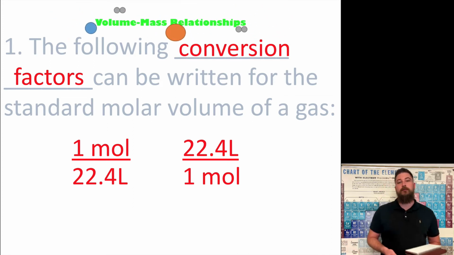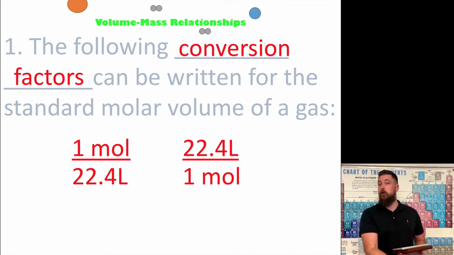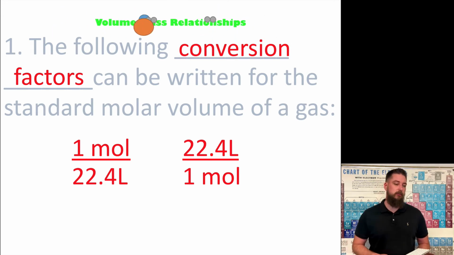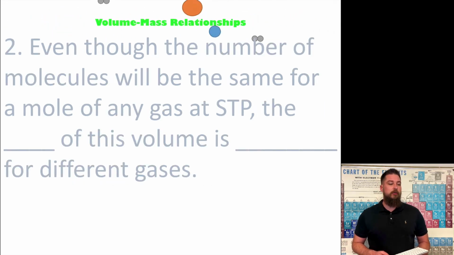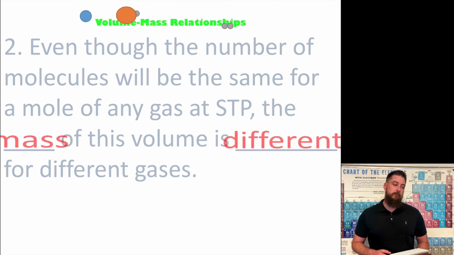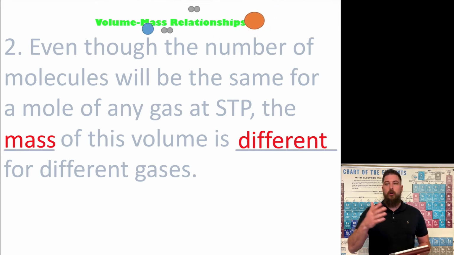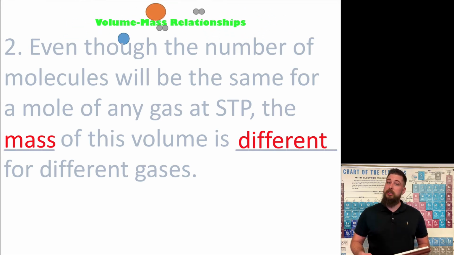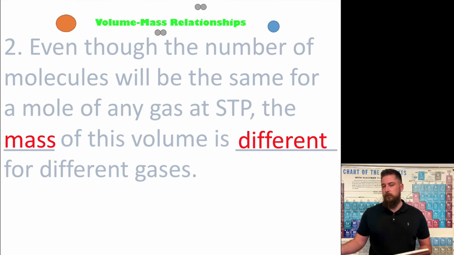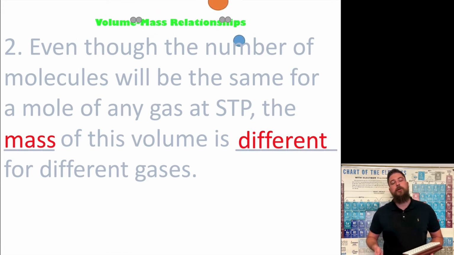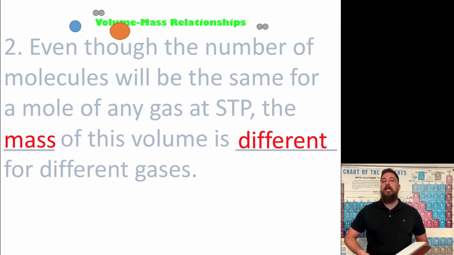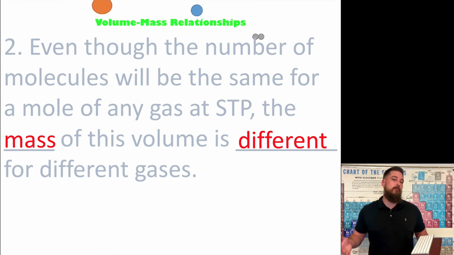We're going to use these conversion factors to convert between volume and moles if we're at standard temperature and pressure. Even though the number of molecules will be the same for a mole at standard temperature and pressure, the mass will be different. 1 mole of oxygen gas is 22.4 liters. 1 mole of hydrogen gas is 22.4 liters at standard temperature and pressure. But a mole of oxygen gas and a mole of hydrogen gas will have different masses.